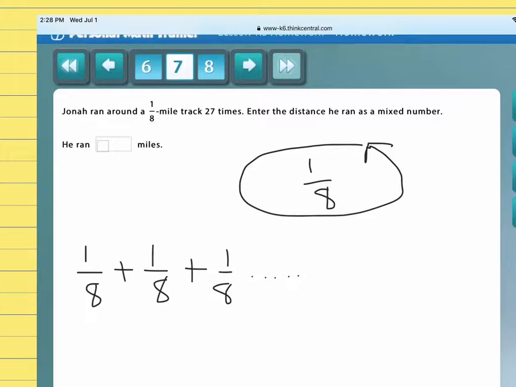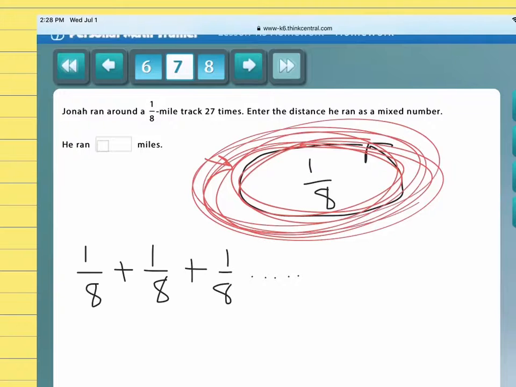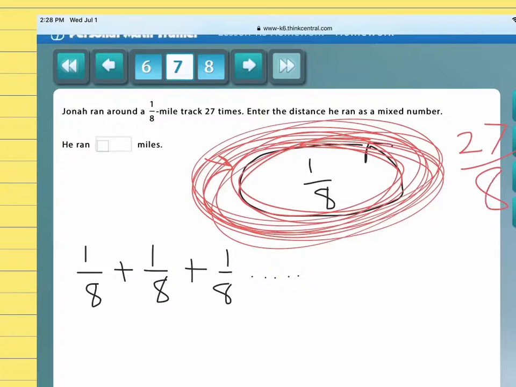Problem number 7 is a word problem, so we're going to make sure we unpack the problem correctly. Jonah ran around a track. Here's a picture of a track right here. The track itself, 1 lap is equal to 1/8 of a mile. He did it 27 times, so how many miles did he run, as a mixed number? So a couple ways you can do it. You can see that's 1/8, and you can go 2/8, 3/8, 4/8, 5/8, 6/8, 7/8, all the way up to 27/8. So that's one way you can do it. Or you can say he did this 1/8 27 times, so 27/8 would be the answer.